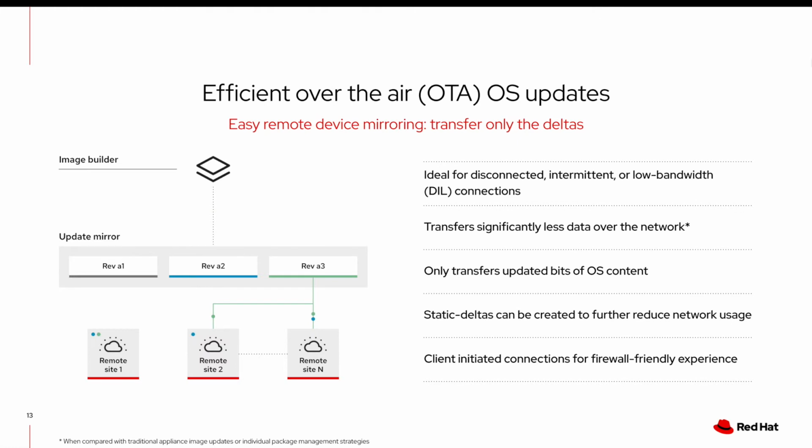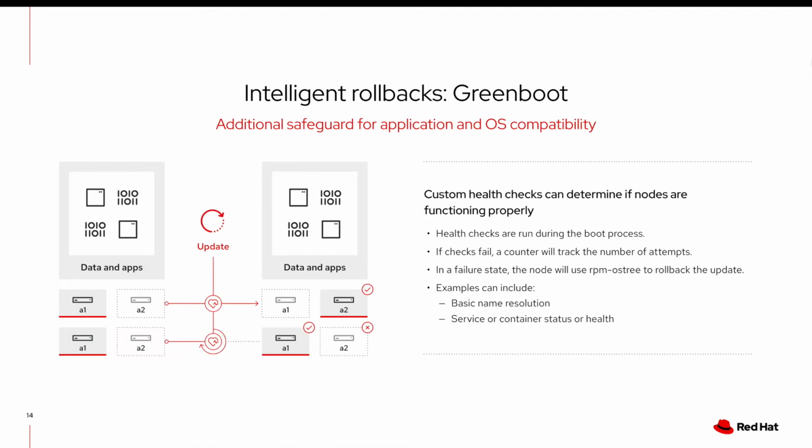Many edge locations have limited connectivity and bandwidth. With RPM OS tree, updates are optimized to send only new content rather than a complete operating system image.